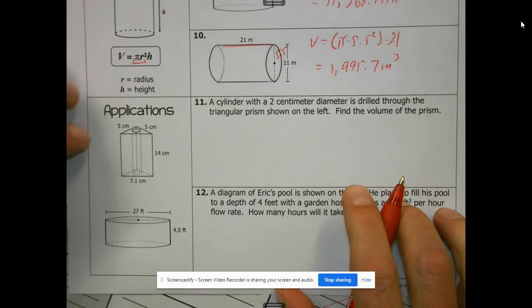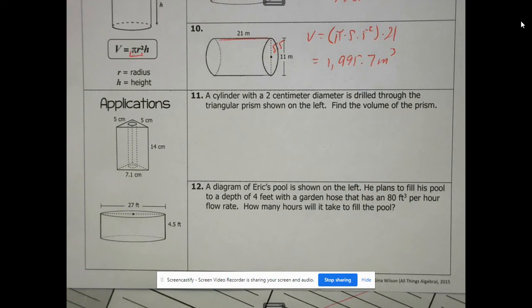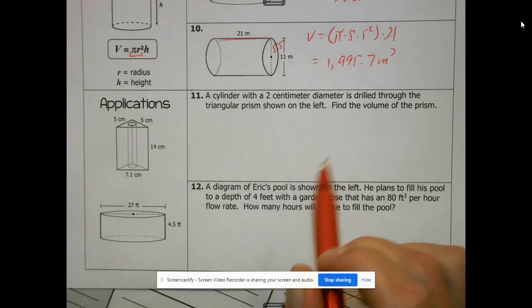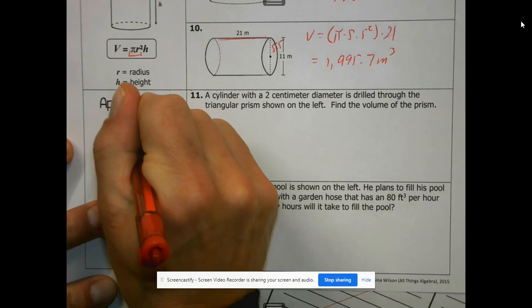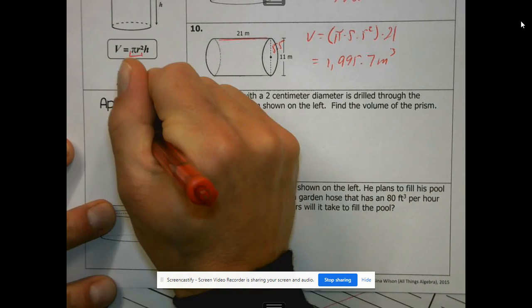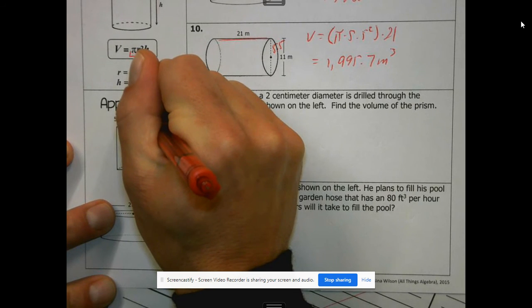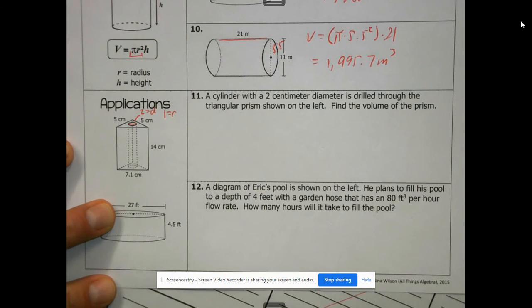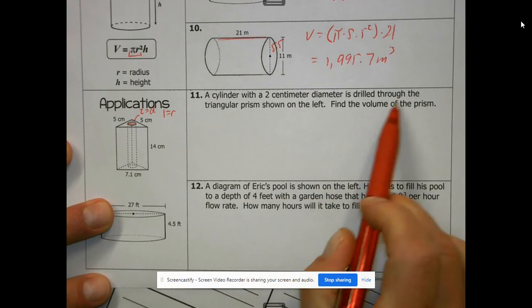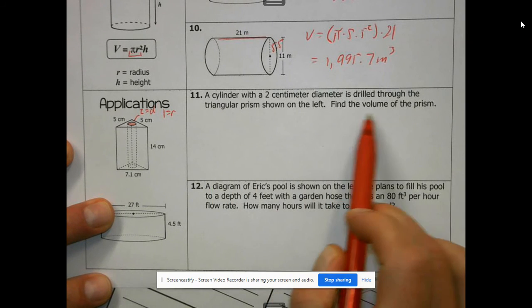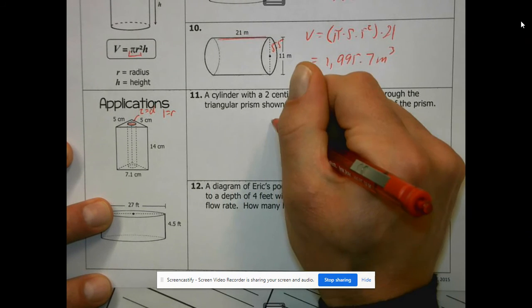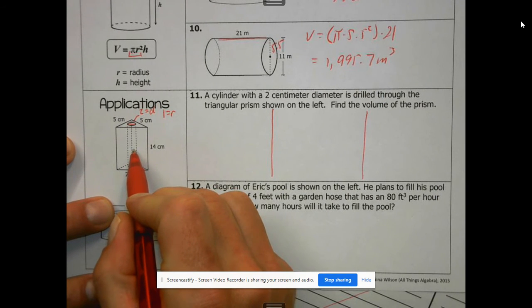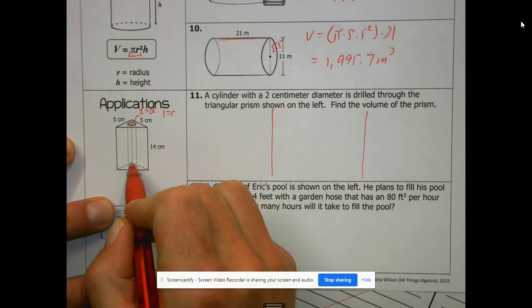A couple quick application problems, and then we'll be done. Number 11, it says you have a cylinder with a 2 centimeter diameter. So time out. If the diameter of this cylinder is 2, the radius would have to be 1. Keep going. Is drilled through the triangular prism shown on the left. Find the volume of the prism. So basically, you have to do a 3-stepper. First, I got to find the area of the triangular prism. Then I got to find the area of the cylinder. Then I'll subtract the answer.